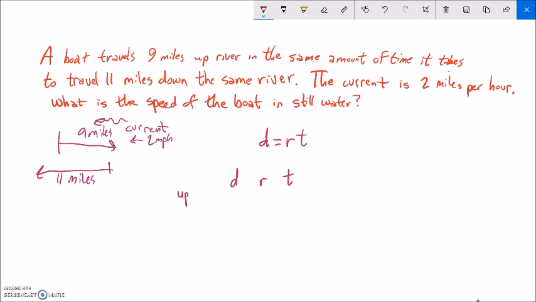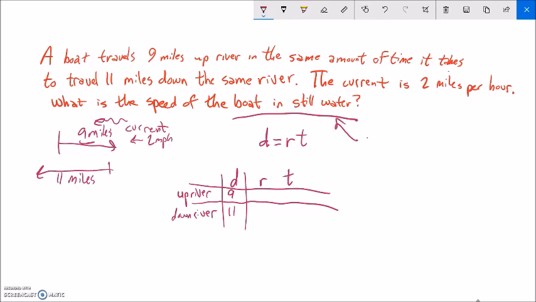And I have upriver and downriver. The distance that this boat travels upriver is 9 miles. And the distance down the river is 11 miles. So the distances are 9 and 11. I don't know the rate. That's what I'm trying to find. What is the speed of the boat in still water? I'm going to let that be my x. Speed of boat in still water.